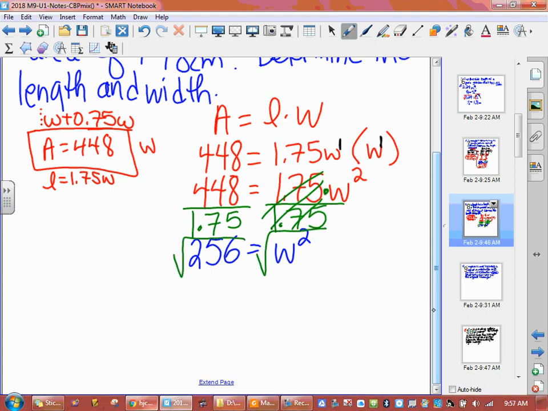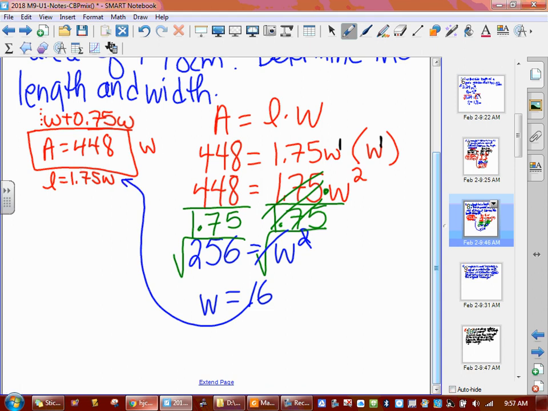We need to go back up to our diagram to find the length. So we say width is 16, and length is 1.75 times 16. So you have to take 16 and multiply by 1.75. So how big is our length? 1.75 times 16. 28. It is so. So 28, and our units are, again, centimeters. Okay?